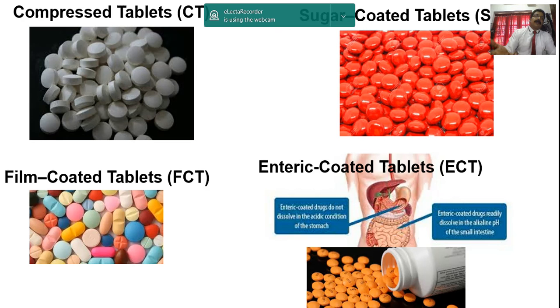Simply compressed. It is discoid in shape. Tablet, round tablets. And next you can see a sugar coated tablet. Sugar coated tablet, red color. Can you see that sugar coated tablets? It is red color, shining, sugar coated, polished, and it has many techniques. That is sugar coated tablets.